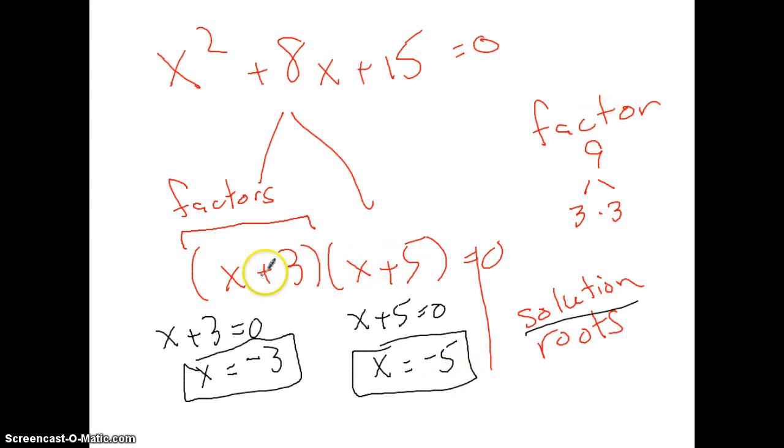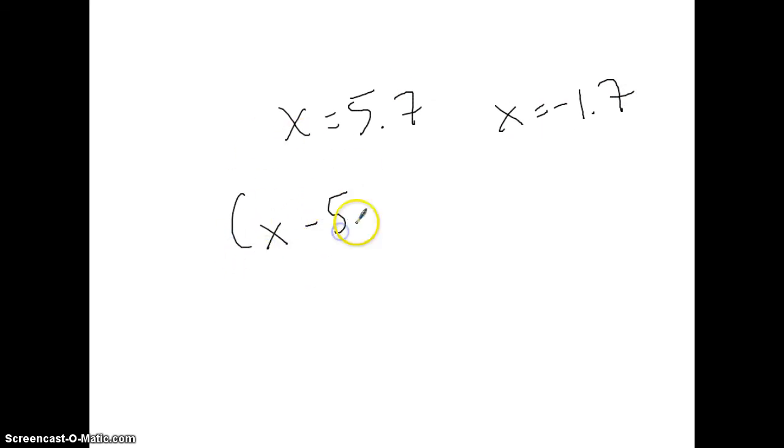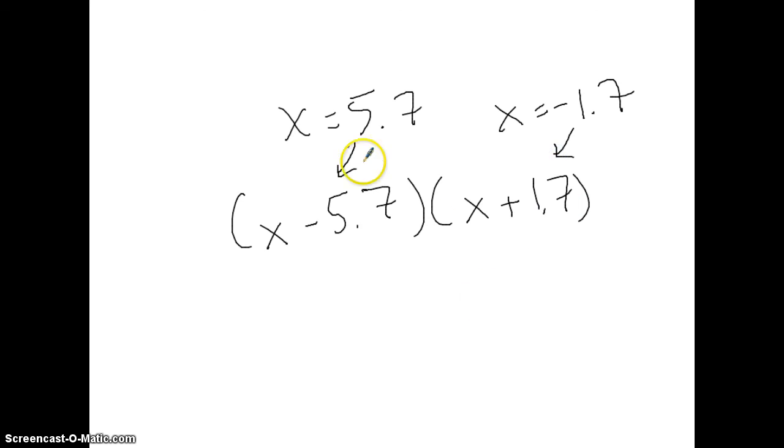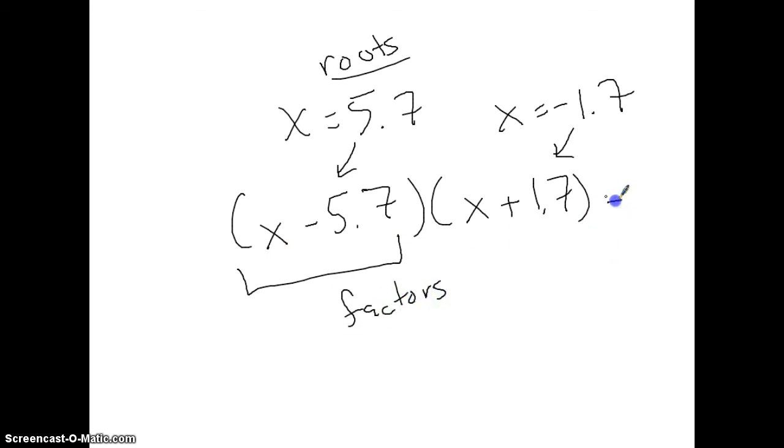Okay, so the factors, x plus 3 and x plus 5, the 3 and the 5 have opposite sign to the solution, or the roots of that equation. So if someone wanted to give you the solution to the equation, say x equals minus 3, well, in the previous example, x was equal to 5.7 and x was equal to negative 1.7. Some of you might have been yelling at your screen when I said that the correct way of factoring that was x minus 5.7 times x plus 1.7. And the reason why I switched the signs here was because the roots, or solutions, have opposite signs to the factors of the problem.